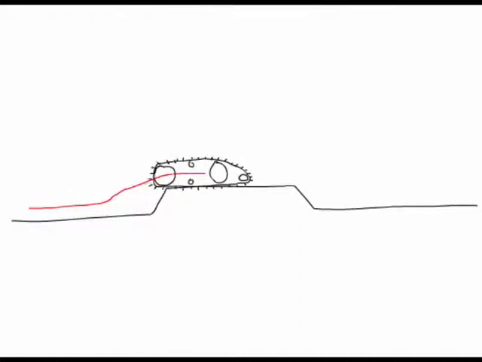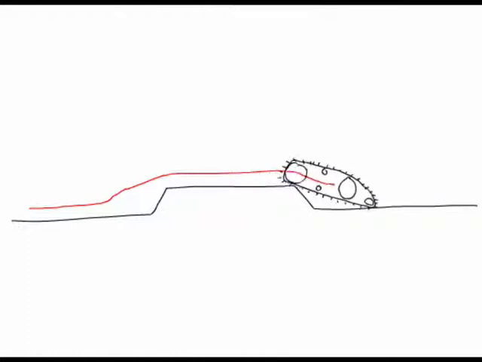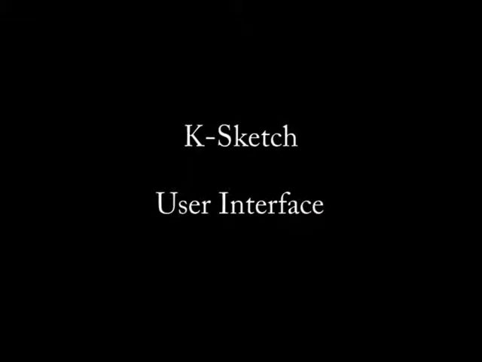An engineer wanted to make this animation to show his colleagues how the path of a machine tread evolves over time, but he lacked the time and skill to create it. K-Sketch makes animation more accessible to such people.